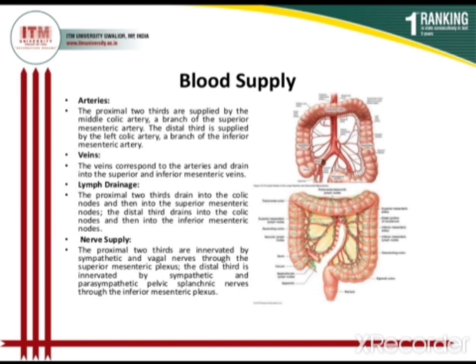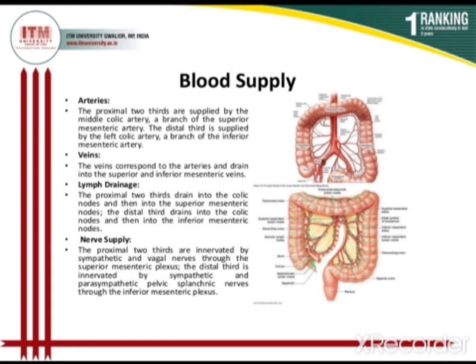The lymph drainage. The proximal two-thirds drain into the colic nodes and then into the superior mesenteric nodes. The distal third drains into the colic nodes and then into the inferior mesenteric nodes. So these are the arterial supply, venous drainage, lymph drainage, and the nerve supply.